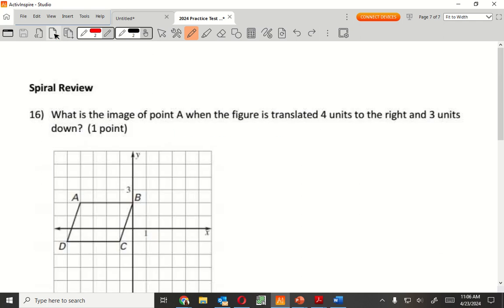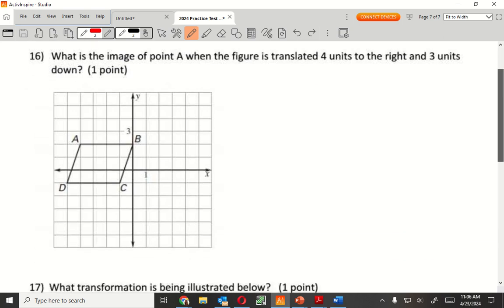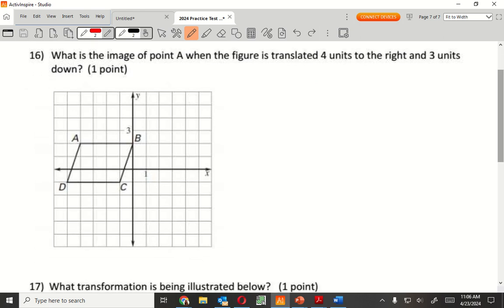Okay, so what is the image of point A when the figure is translated 4 units to the right and down 3 units? 4 to the right? Okay, so we're moving A 4 to the right. 1, 2, 3, 4, and down 3. So what's that location going to be? -1.